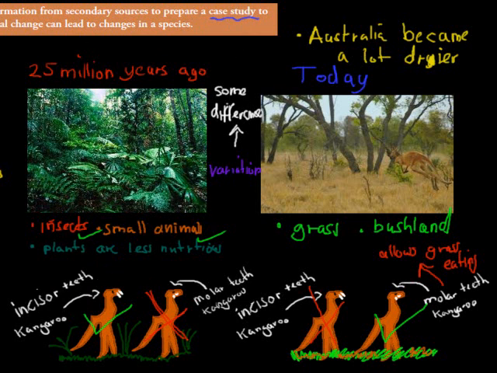So our environment has changed. It's gone from rainforest-like to bush-like, and that means that the food availability has also changed. So insects, small animals going from that 25 million years ago to mostly grass and bushland. And that has caused nature to select the ones which were most adapted. 25 million years ago, that was the incisor teeth kangaroos, which had incisor teeth really well developed, whereas today that's your molar teeth kangaroo because they're more adapted to the bushland.